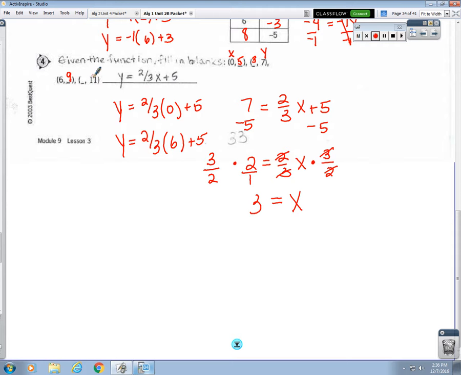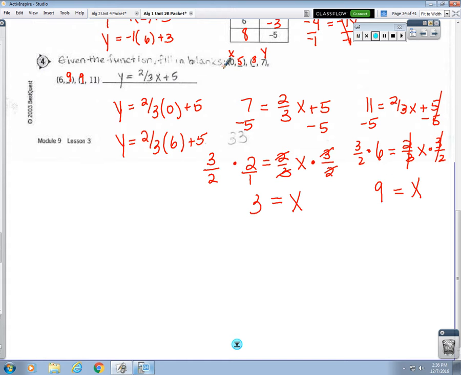Okay, and then in the last ordered pair, they give you the what value? The y value. So can't we just replace the y with an 11? So 11 equals 2/3 x plus 5. So to solve for x, what do we do? You have to subtract 5. And that gives me 6 on the left, 2/3 x on the right. Then what do I do? And so those cancel each other out, leaving x by itself, and this becomes 9.